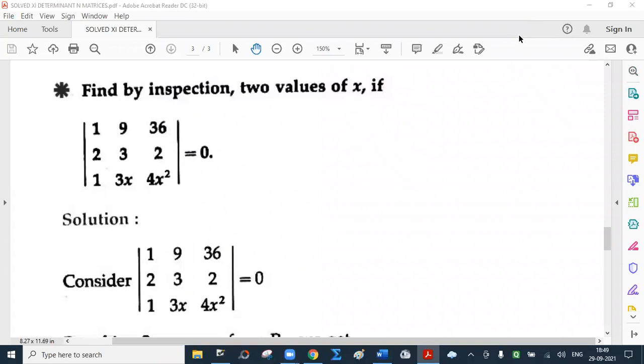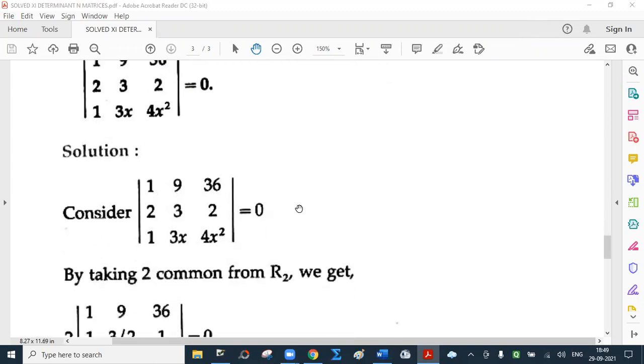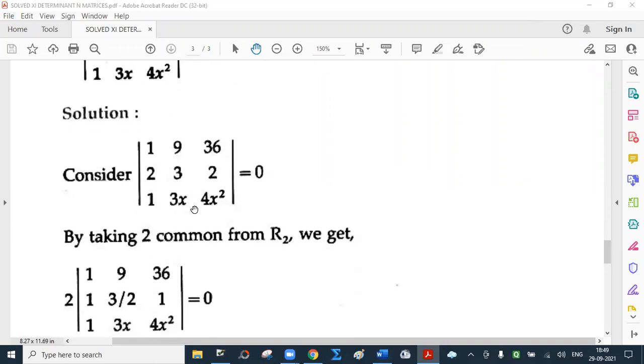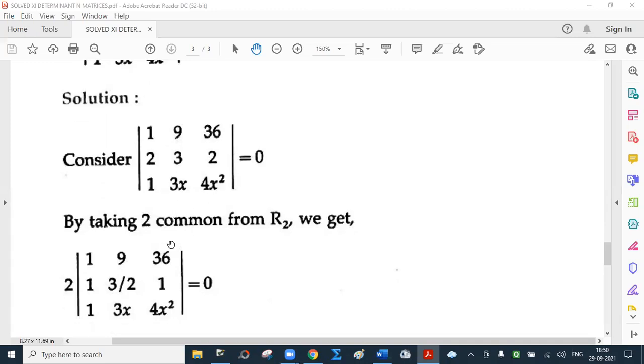Now this is a good one, not from the textbook though. Find by inspection, means using properties. You're not supposed to expand. Find by inspection two values of x if value of this determinant equal to 0. Consider this determinant. Take 2 common from R2. Now you will say, but sir, it is not highest common factor. Yes, I know, but still we can take 2 common. I can take 2 crore common also. The only thing is I will have to write 2 crore outside the determinant, and second row will be now 2 upon 2 crore, 3 upon 2 crore, 2 upon 2 crore, like that. Okay, so that is allowed.